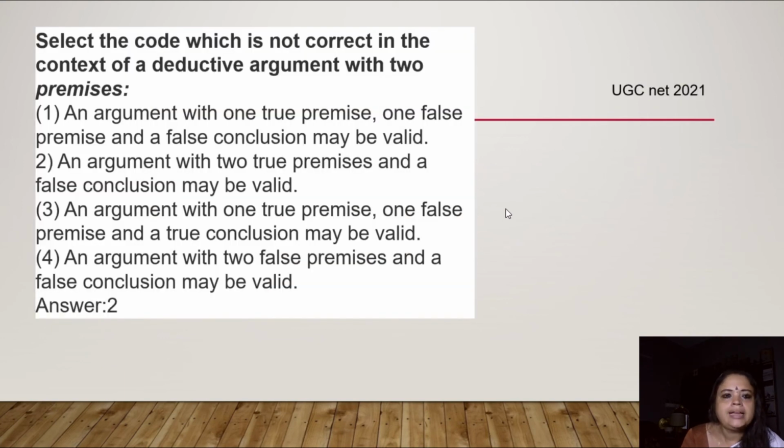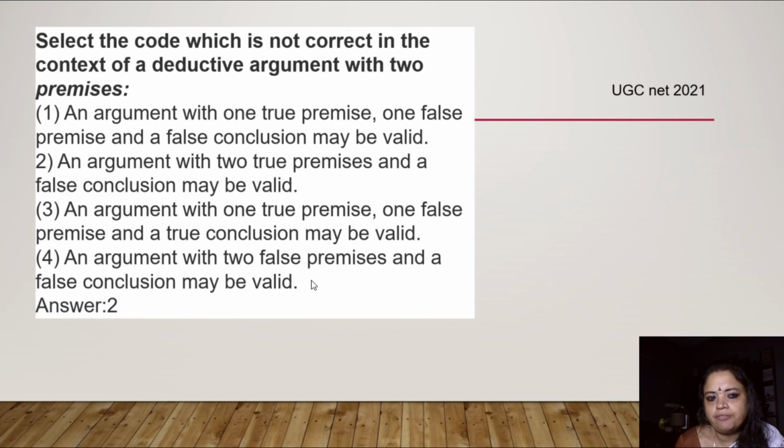Next one. Select the option which is not correct in the context of a deductive argument with two premises. An argument with one true premise and one false premise and a false conclusion may be valid. An argument with two true premises and a false conclusion may be valid. An argument with one true premise and one false premise and a true conclusion may be valid. An argument with two false premises and a false conclusion may be valid. So which is not correct in the case of a deductive argument?